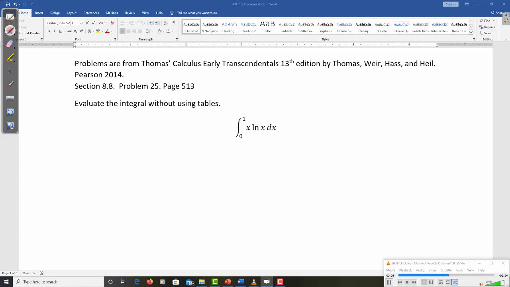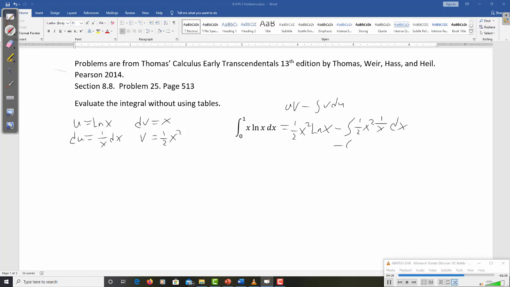By doing integration by parts, we would let u equal ln of x, because that one will get simpler if we take its derivative. du is 1 over x dx. And then dv would just be x dx. So that'll get us v is 1/2 x squared. So then this becomes, remember, uv minus the integral of v du. So u times v is 1/2 x squared ln of x minus the integral of 1/2 x squared times du, which is right there, 1 over x dx.